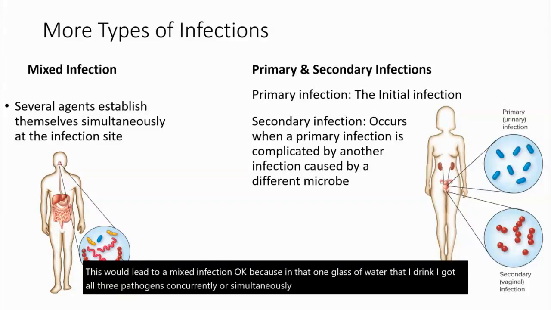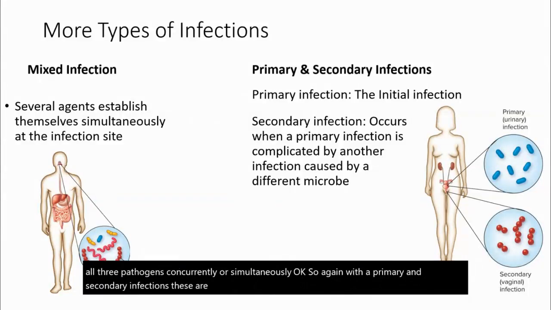So again, primary and secondary infections are sequential infections. They happen one after another at 2 different points in time. A mixed infection occurs at the same time.